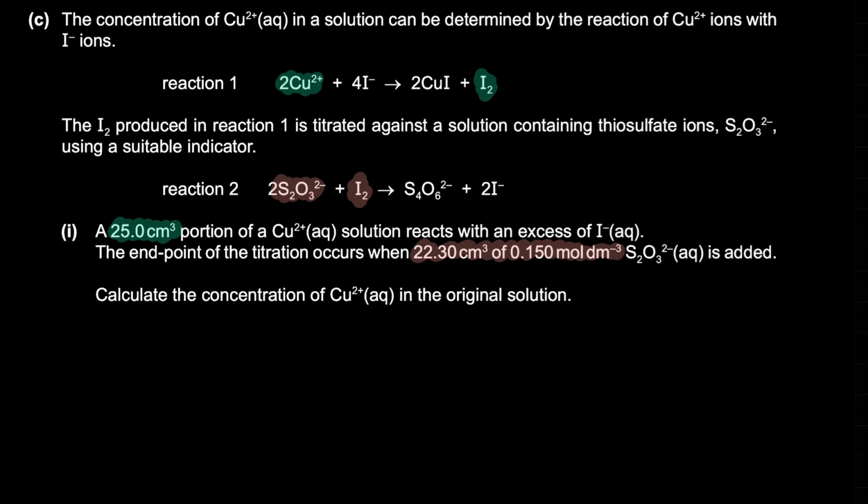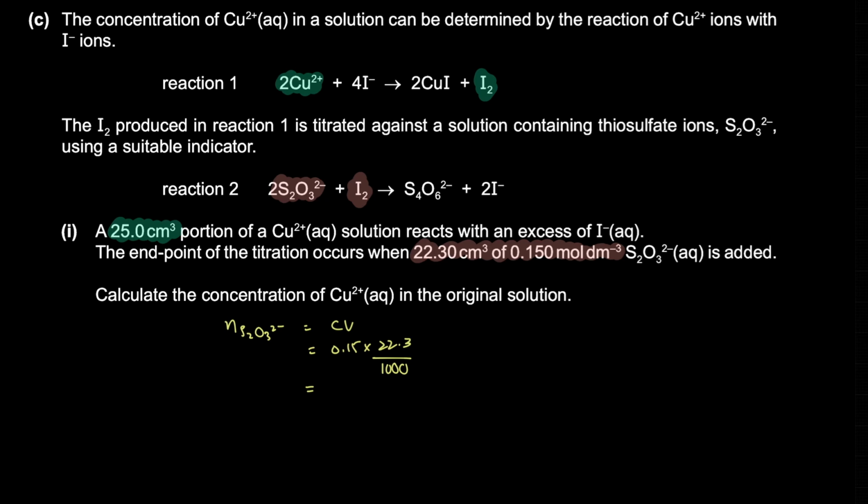Based on the information given to you? Here they've given us information about the thiosulfate ion. So we can figure out how much thiosulfate we have, the number of moles of thiosulfate. That's just the concentration times the volume, which is 0.15 times 22.3 cm³, divided by 1000 dm³.